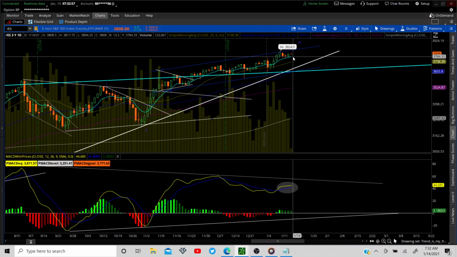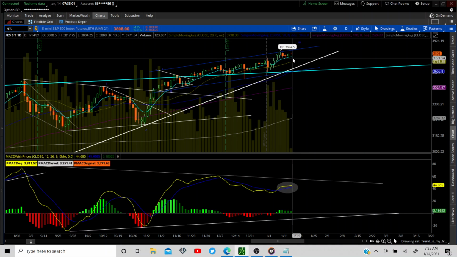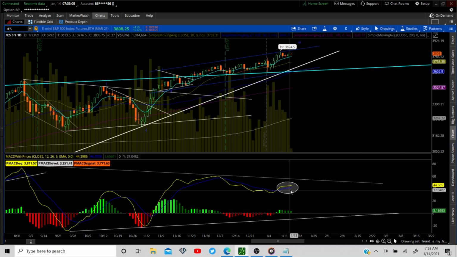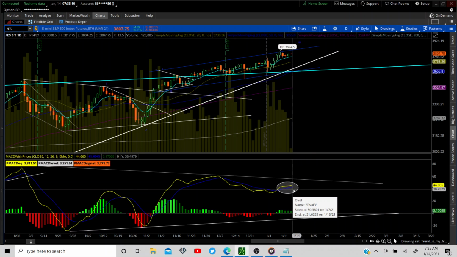So we're still above the 8 MA, still bullish. Real tiny candle we're making here in the pre-market. Everything's looking bullish. Still above the blue moving average here on the MACD.